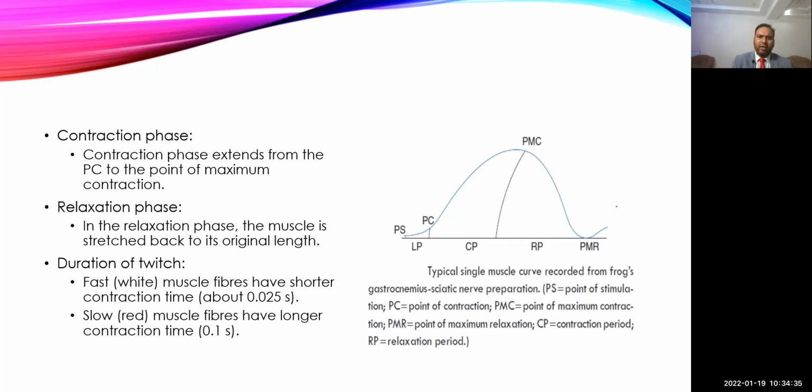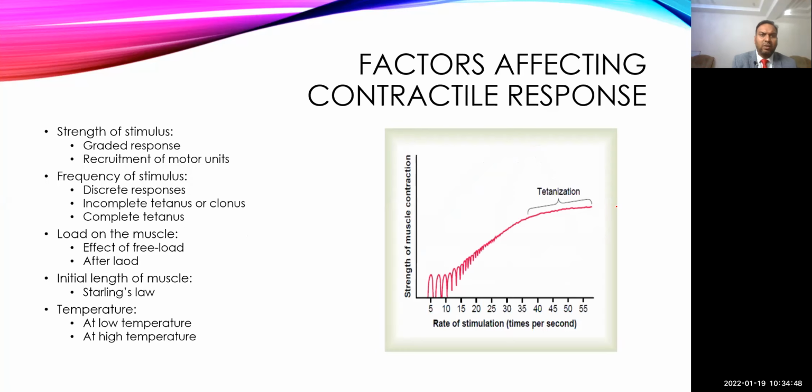Length of the contraction and relaxation, all those things will depend upon the type of the muscles, and depend upon the stimulus also. Stronger stimulus can produce strong contraction, smaller stimulus can produce less contraction. Okay, then come to the various factors which affect the phase of contraction. Lots of experiments are done. It is not possible for me to describe each and every one, but I will try to describe various experiments. So the first factor is the strength of the stimulus.